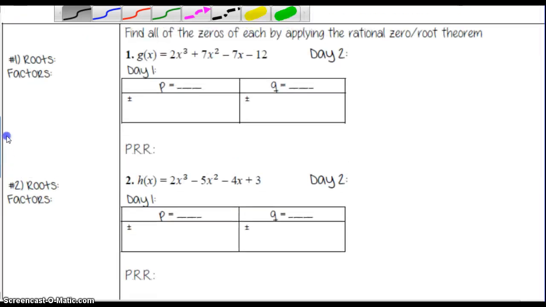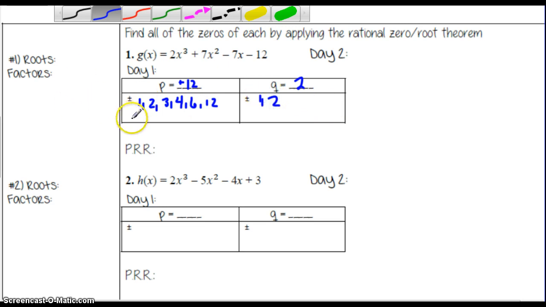We're going to take a look at the first 2 examples, and then we're going to do some in class. We're just going to kind of fly through this day 1 stuff because you have done this on the previous day. So P is negative 12, or just 12, because we know we do plus and minus, and Q is 2. So factors of 12 would be 1, 2, 3, 4, 6, and 12, and the factors of 2 are 1 and 2.